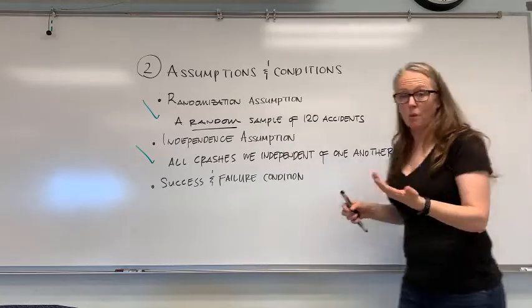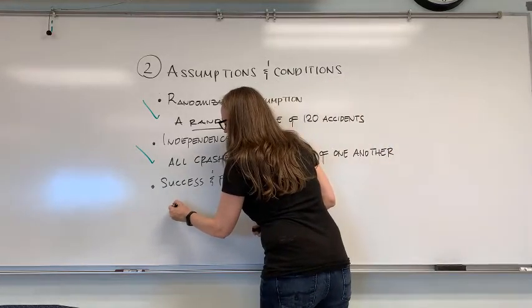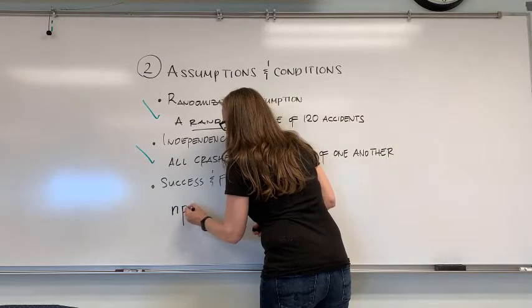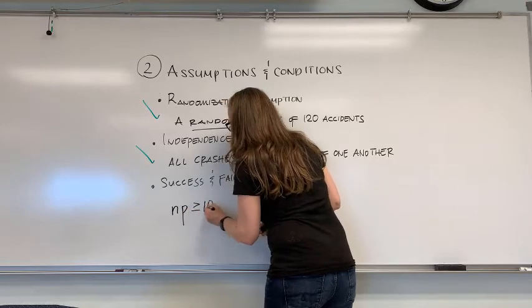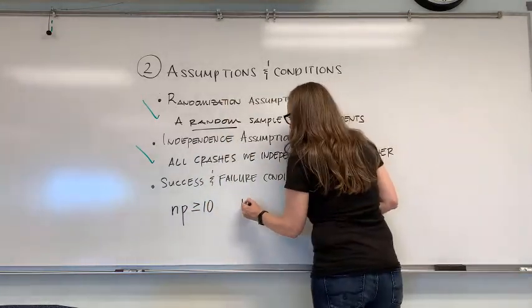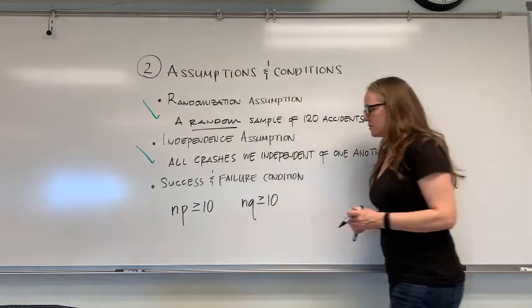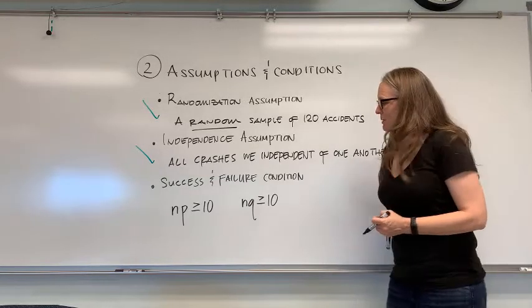Our last one we want to check is the success-failure condition. Now this one's a bit more mathematical. We need to do a few calculations. N times P is greater than or equal to 10. So this is going to ensure that in theory there are at least 10 successes. And N times Q is greater than or equal to 10. And also there are at least 10 failures in our problem.